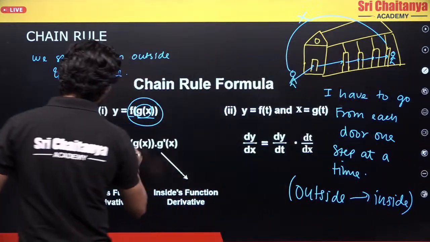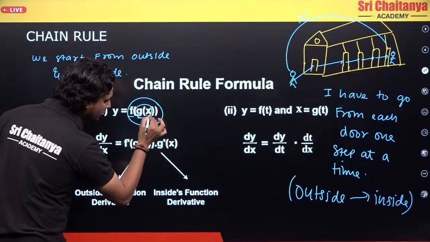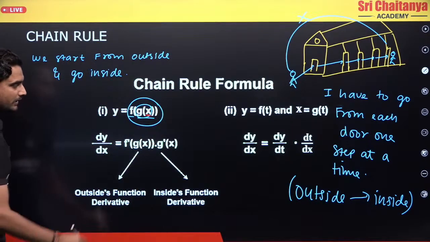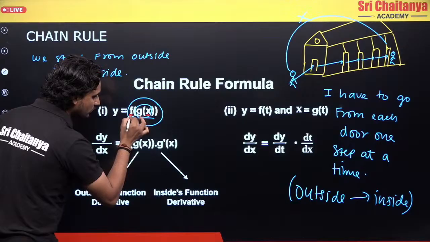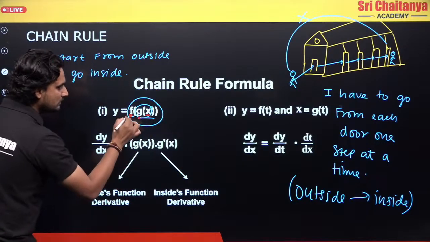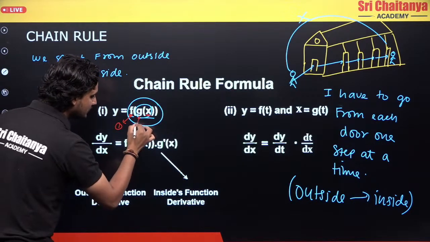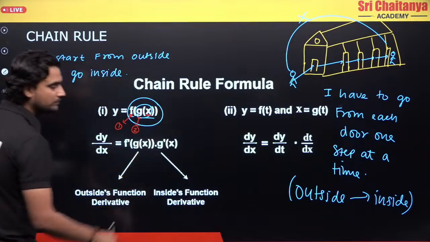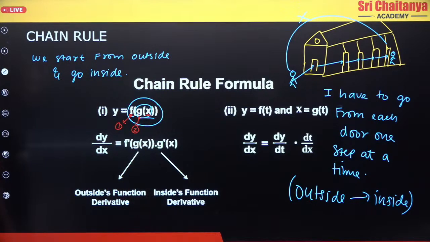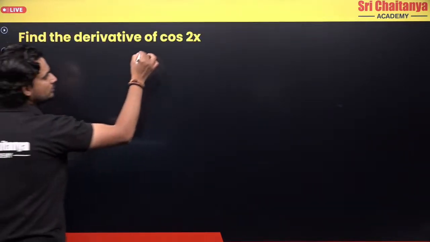See, this is the inside function, and we have to reach here. This is my outside function. This is my g(x), my first door. This is my second door, and I have to reach here finally. So what is the method? Let's try to solve this question.